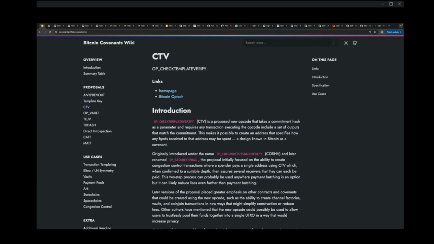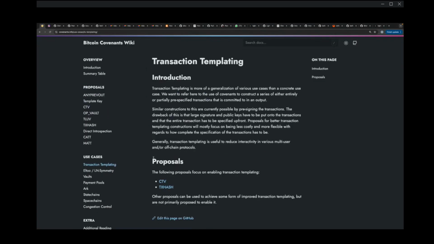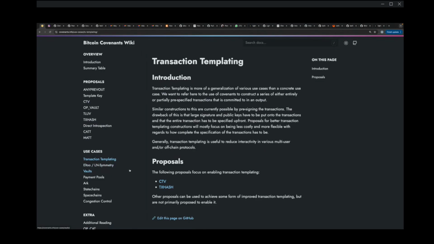The developers, contributors, and people who come up with these proposals come and have a discussion there. That could also be a very handy resource if you want to brush up on OpCTV and OpCat. More than OpCTV and OpCat, it's the use cases I find very fascinating, like how they are using these different covenants to enable things like the vault and the L2.